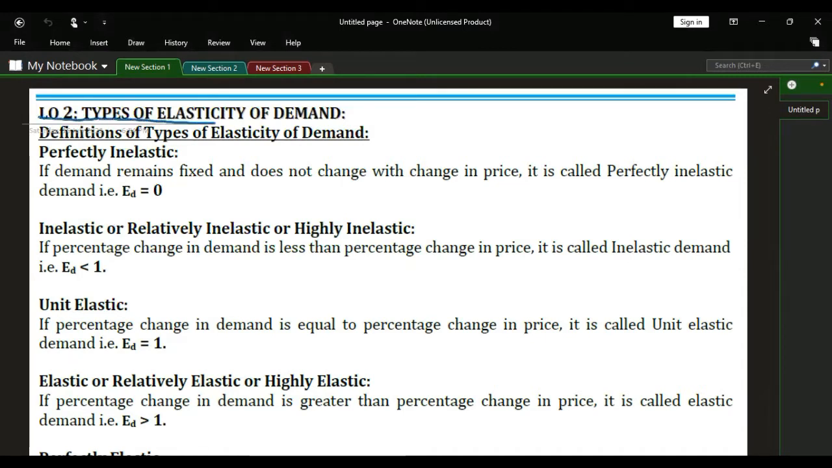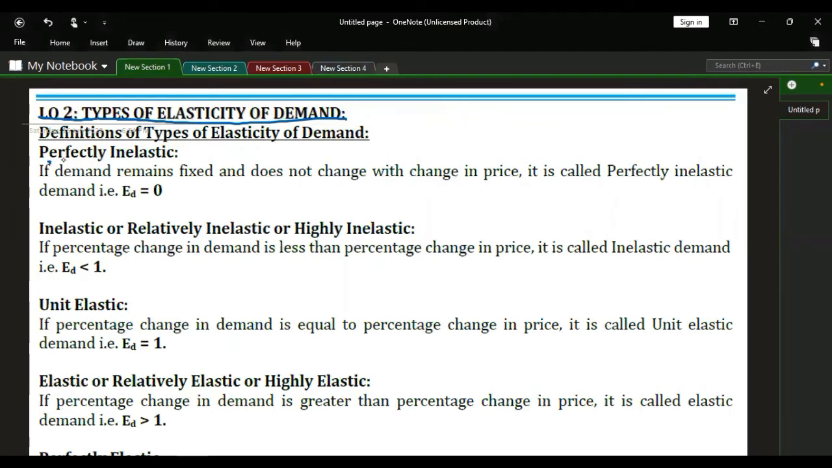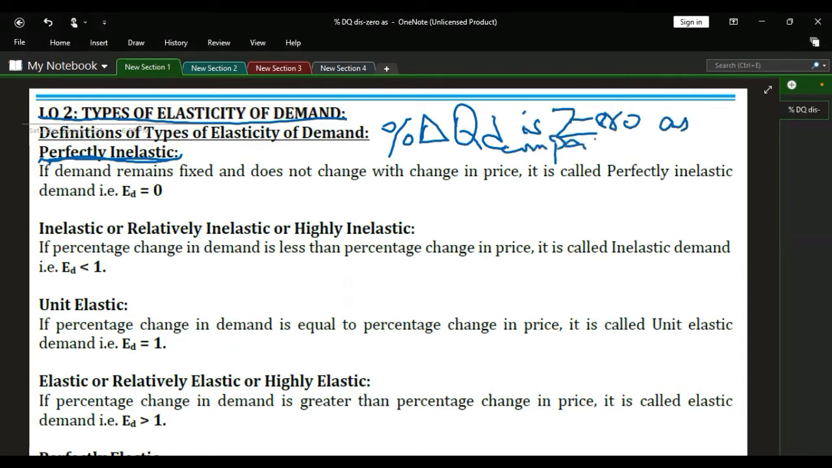Let's start this class. What are the different types of elasticity of demand? First one is perfectly inelastic demand. If percentage change in quantity demanded is zero as compared to percentage change in price, then it is called perfectly inelastic demand.